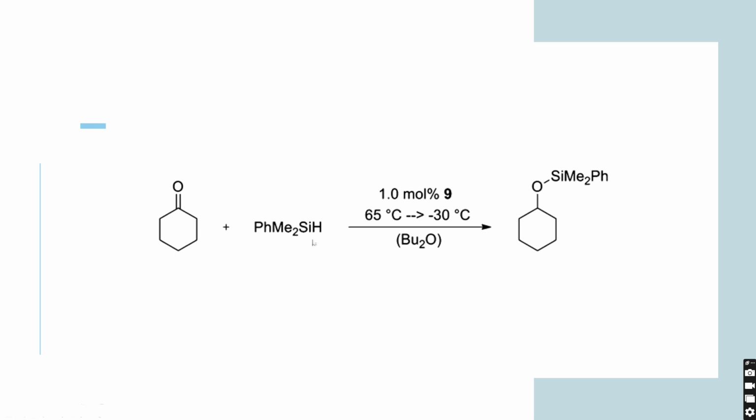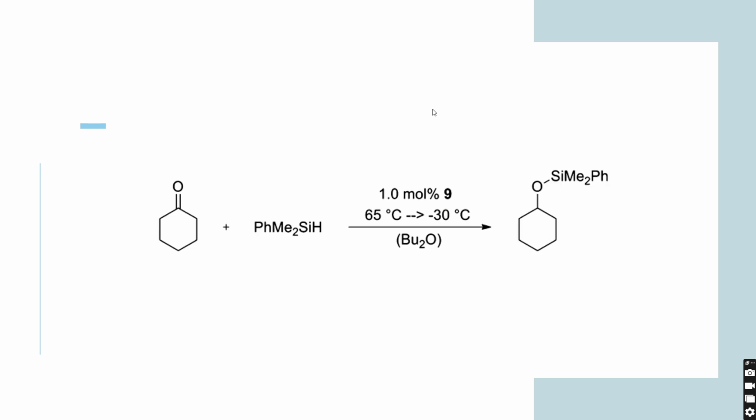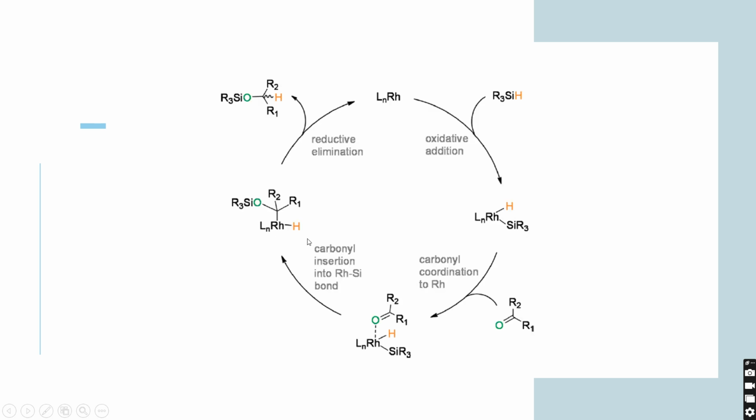Okay, so let us see how this reaction is taking place. Starting from a ketone, we are getting this oxygen-silylated alcohol. So this is the simple reaction mechanism which this reaction is going to follow. At first we have this rhodium catalyst which will undergo oxidative addition with the trialkyl silane. In this case we have dimethylphenylsilane, so the dimethylphenylsilane will undergo oxidative addition to the rhodium metal.